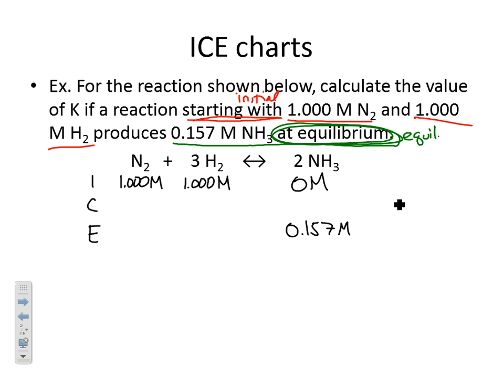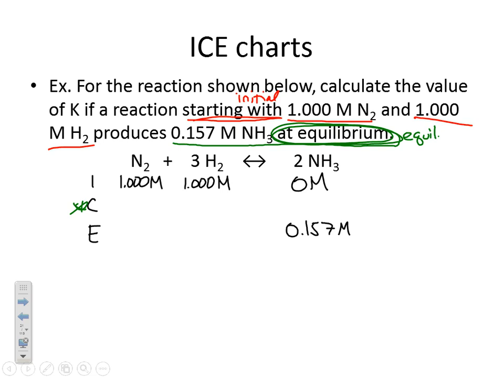Unless the problem specifically tells you that you're starting with a certain amount of product, you are starting with 0 product. Unless there is specific information about starting with an initial amount of ammonia, you know you're starting with 0 product in every problem, in every case. So we know that we have 0 molar product. That's key. Now we can fill out the change row.